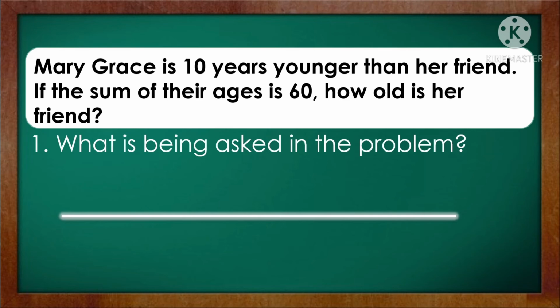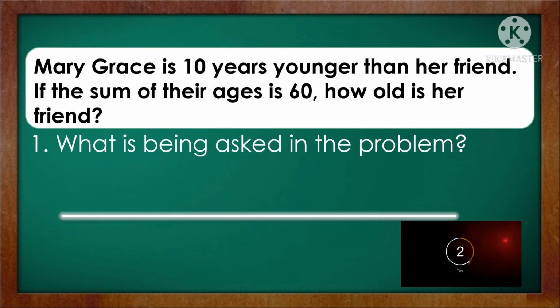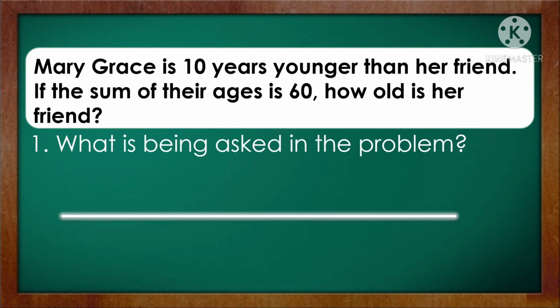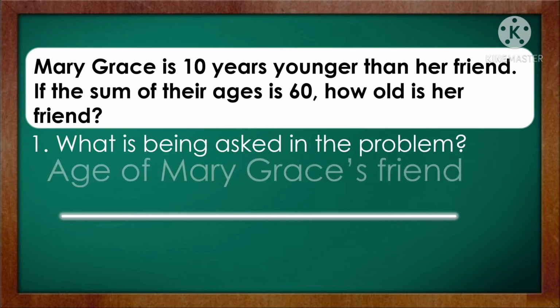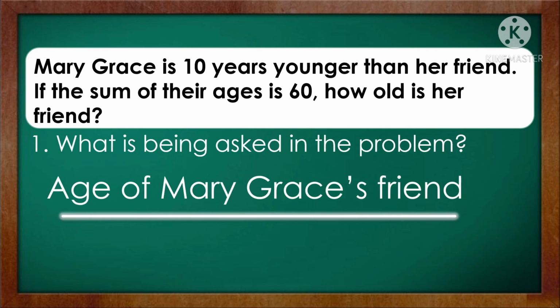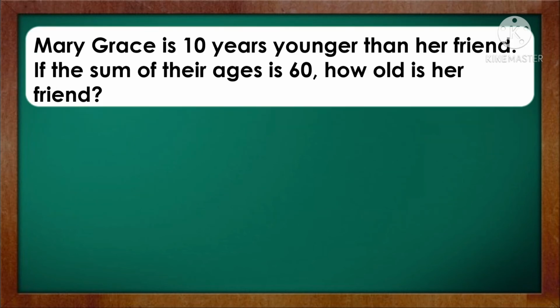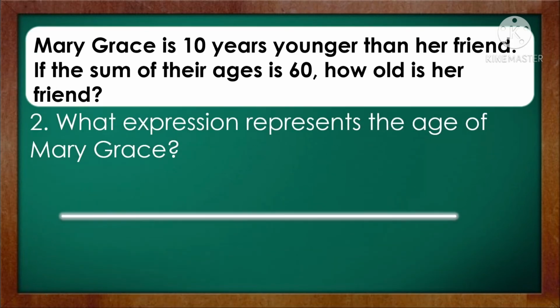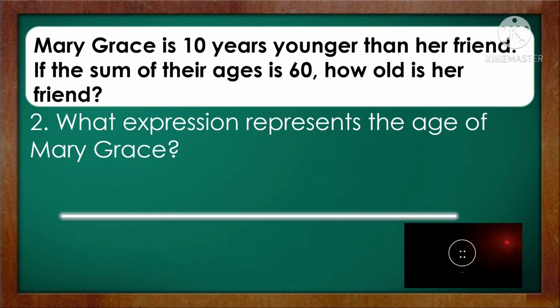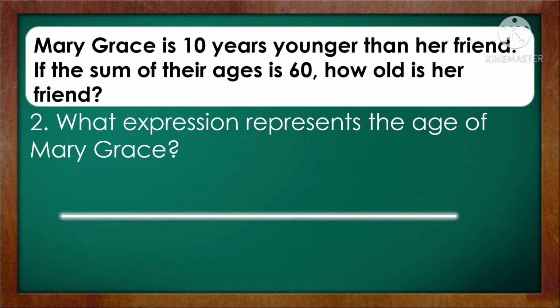Number 1. What is being asked in the problem? You have 3 seconds to answer. That's correct. Age of Mary Grace's friend. Number 2. What expression represents the age of Mary Grace? You have 3 seconds to answer. Very good. X minus 10, since Mary Grace is 10 years younger than her friend.